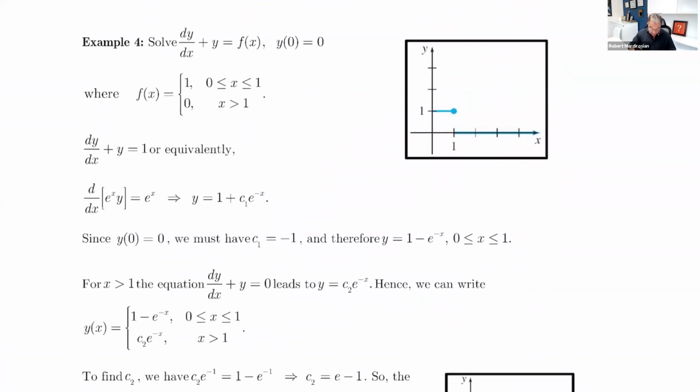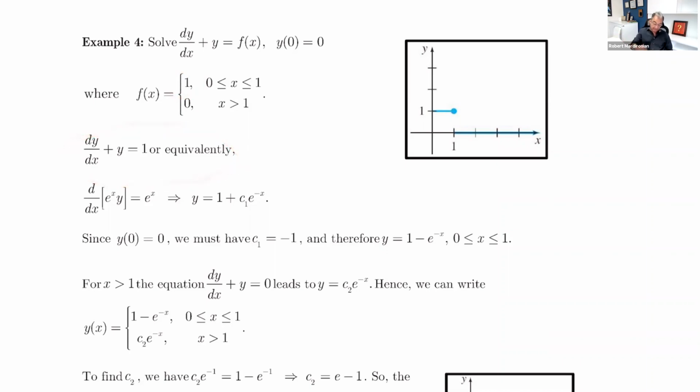Now, the next one is a piecewise defined function, f of x, that we have to solve, and we know y of 0 is 0. So that's the initial condition. So it says dy/dx plus y equals f of x, but f of x is defined here. If x is between 0 and 1, then f of x is 1. If x is greater than 1, then f of x is 0. So let's start with this one. dy/dx plus y equals 1.